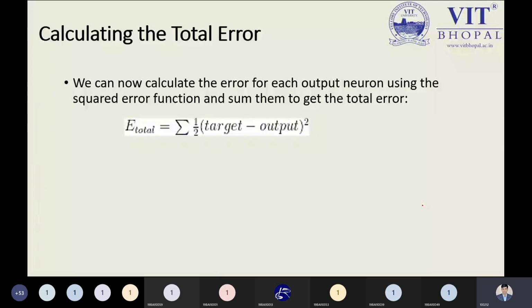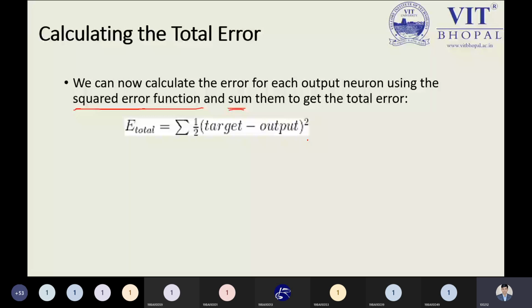So it's time to calculate the total error. We can now calculate the error for each output neuron using the squared error function. So what is the formula? We know the simple formula. We need to use the square error function, and at the end we need to sum, as I told you. So this is the formula we have to keep in mind: E total equals the summation of 1/2 times (target minus output) squared.